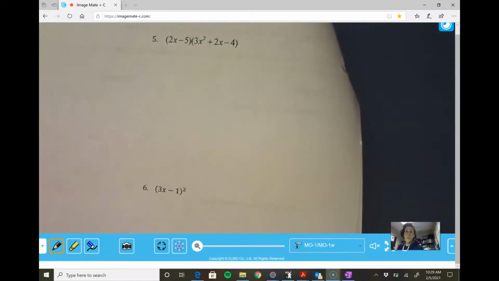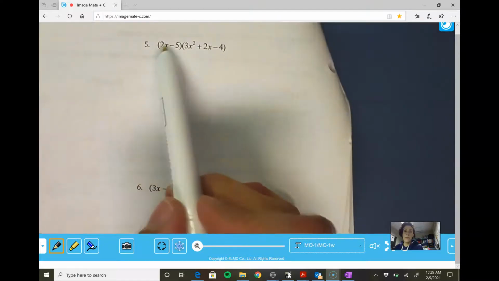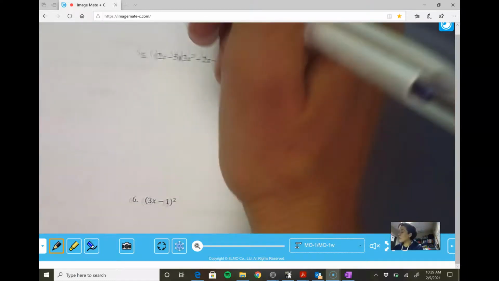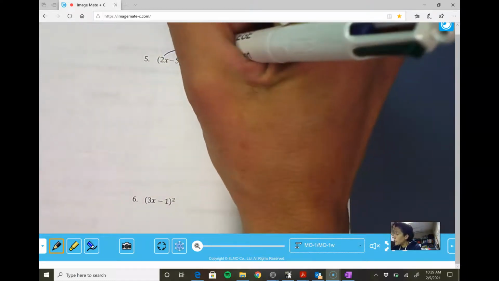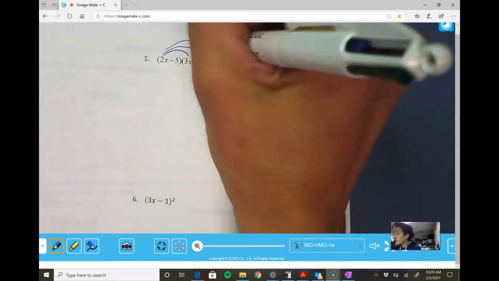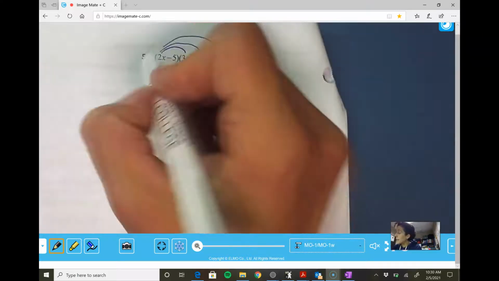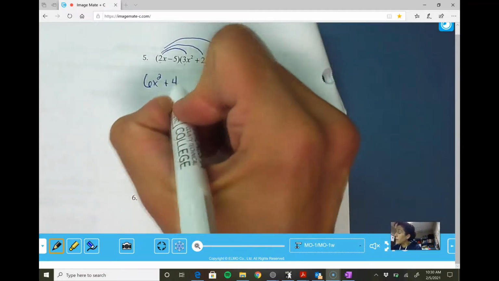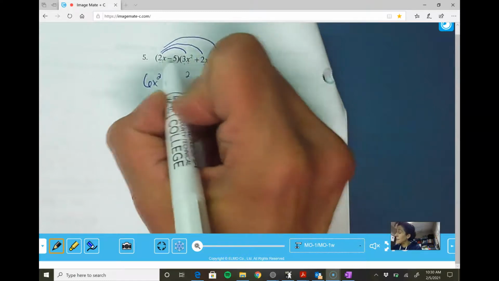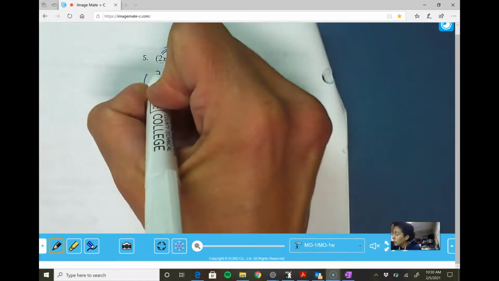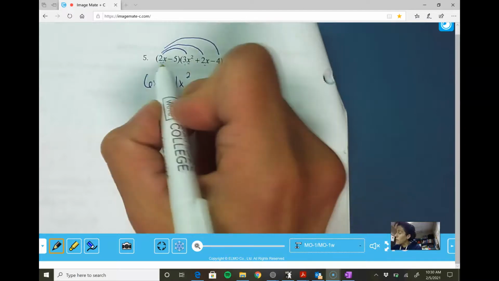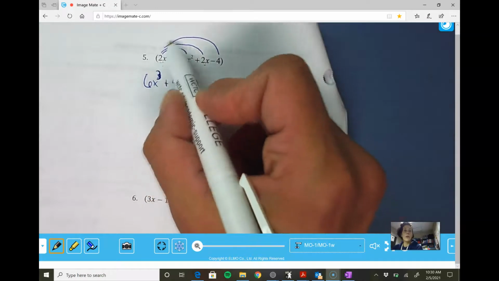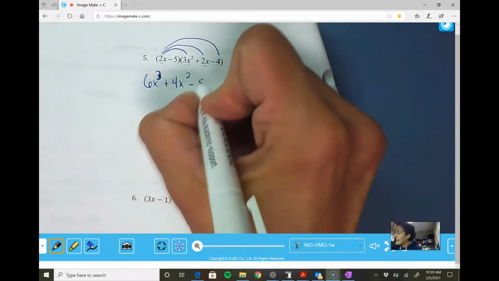So the reason why I don't like FOIL is because I wouldn't have a first, outside, inside, last. So this is where I see this, it's distributing. I think of the neighbors meet the neighbors. So the first neighbor to go meet everyone is 2x. So 2x is going to multiply to this, and I get 6x squared. Then 2x is going to multiply to the 2x, and I get 4x squared. Sorry, this is a mistake. This should have been 6x cubed, because I have 1x and 2x squared, I'd add those exponents, and that's 3. So last one, when 2x meets the minus 4, I get minus 8x.